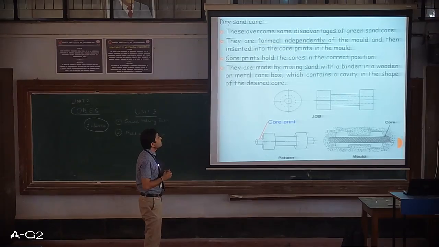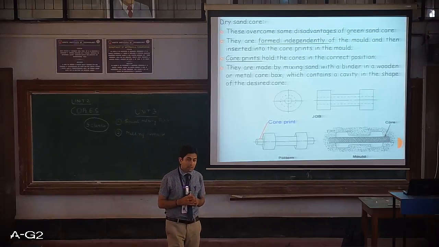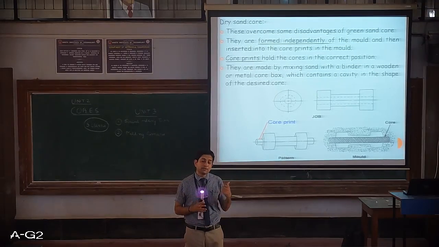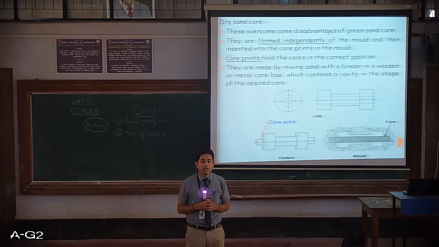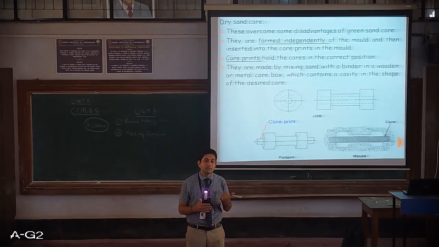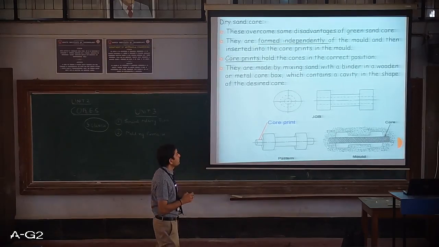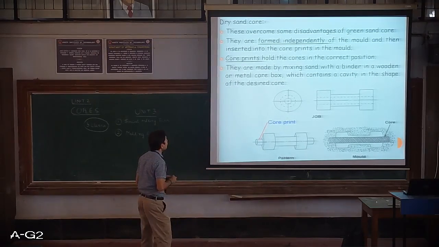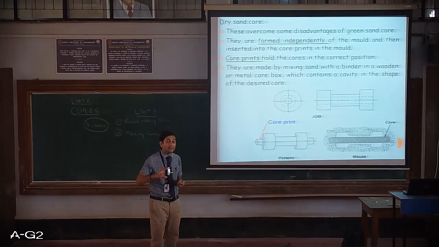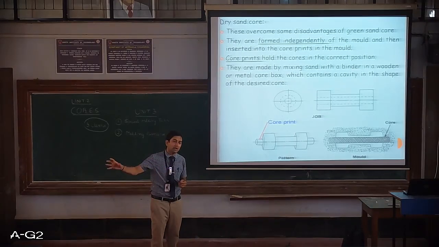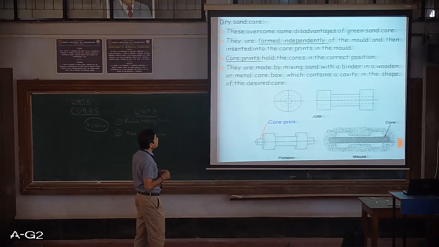We'll read the sentences. This overcomes some disadvantages of the green sand core. Why do we go for a dry sand core? Because it overcomes some of the limitations of the previous one. The first major advantage of using a dry sand core is that it has better strength than the green sand core. They are formed independent of the mold and then inserted into the core print in the mold. As I said, it is made independently outside the mold cavity and placed inside the mold cavity. Core prints hold the cores in the correct position.